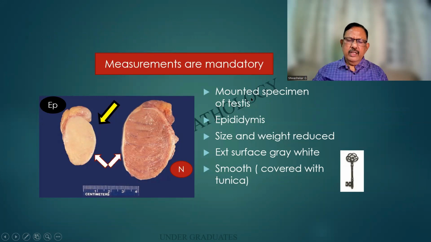Now, this is the specimen that shall be given to us. It is a mounted specimen of the testis. I am able to identify it by means of the epididymis. The size and the weight are reduced. You must be measuring them. The external surface is gray-white, smooth, and covered with tunica. These are keywords. Please memorize. And a normal testis is given for control. The diagnosis is atrophy testis, gross.